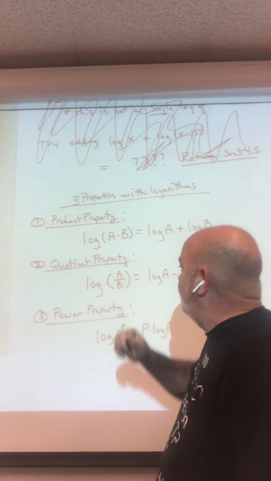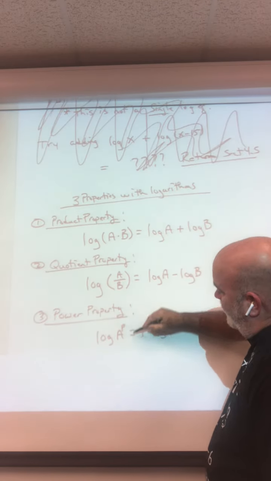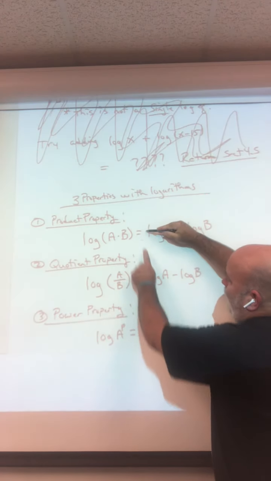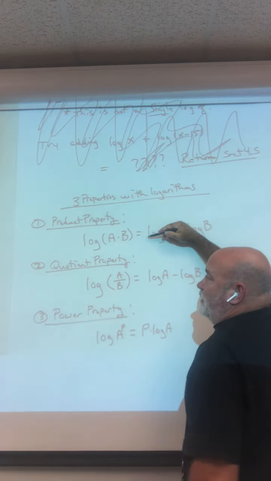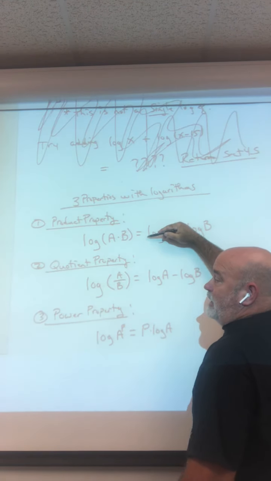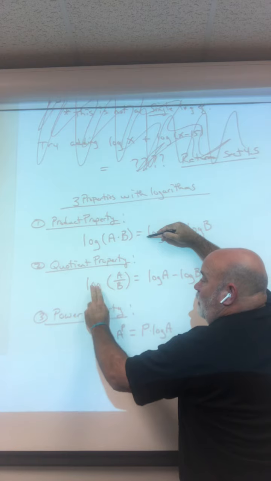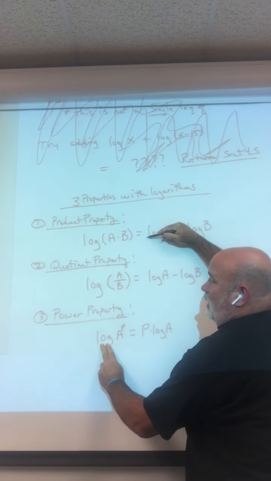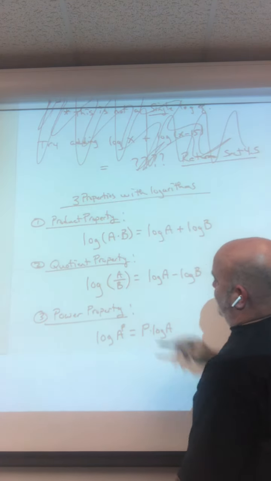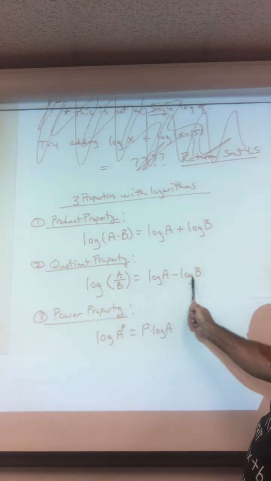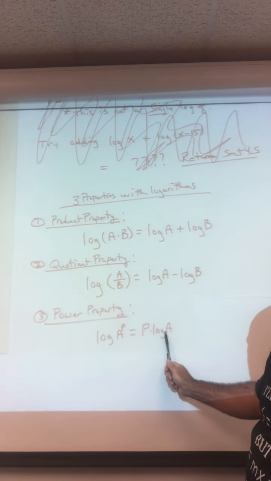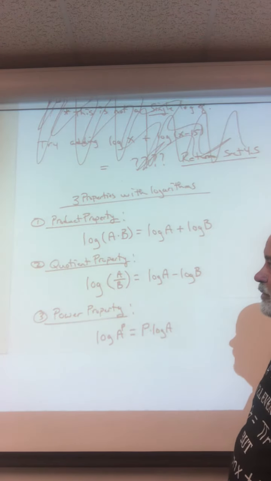Let me explain. Look at the equal sign right here. Look on the left side of the equal sign on all three of these properties. How many logs do you see? One log, one log, one log. Now look on the right side of the equal. Two logs, and still only one log here, but mainly these two.